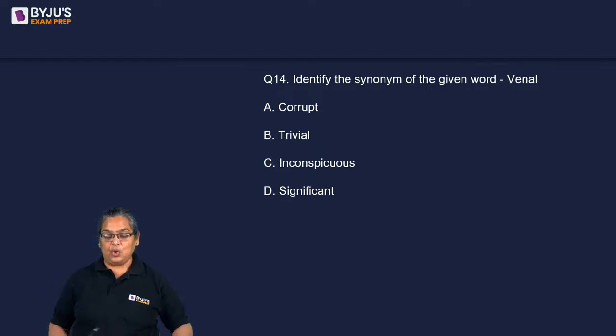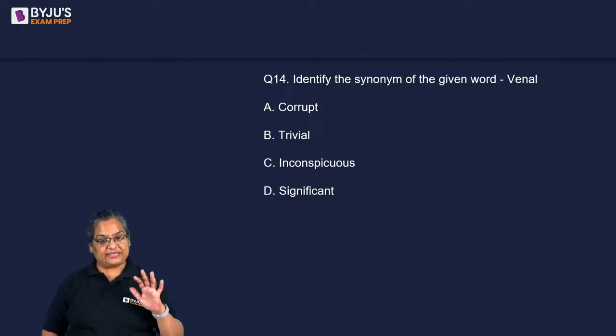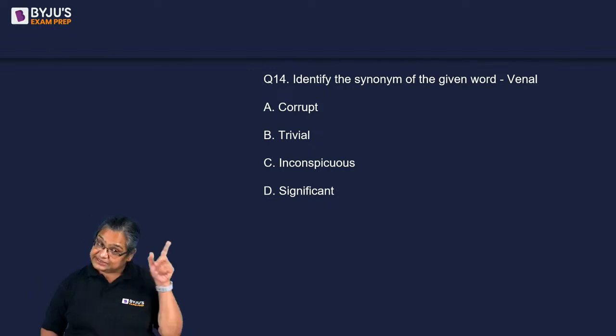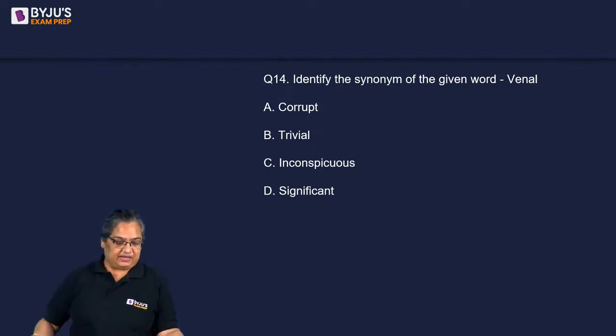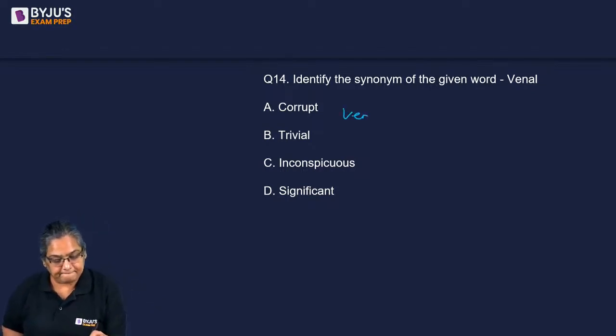Alright? Okay. What is the meaning or synonym of the word venal? Venal. Corrupt, trivial, inconspicuous, or significant. Now, there are exams which like to confuse you. So in options, when they give you answers, they know there's a word and a similar sounding word. The words that are generally confused are venal and venial.